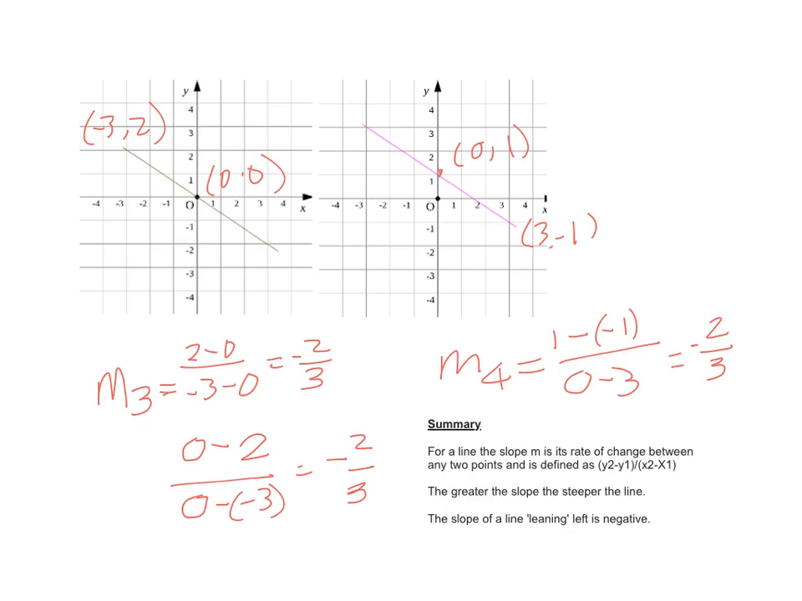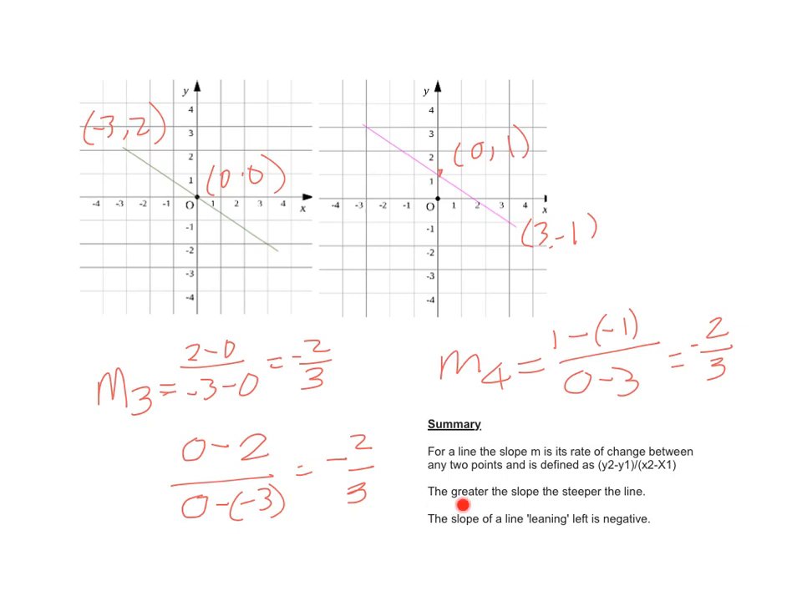Finally, here's the summary for today's lesson. For a line, the slope m is also its rate of change between any two points. I want to emphasize any two points. It doesn't matter which two points you choose because it's always constant. And that is defined as (y2 - y1)/(x2 - x1), the change in y over the change in x, the vertical change over the horizontal change, the change in the dependent variable over the change in the independent variable.